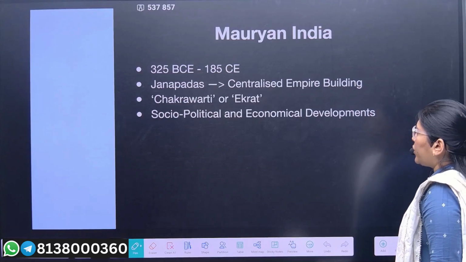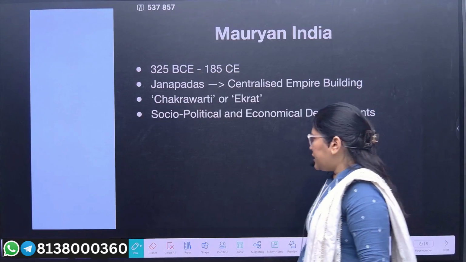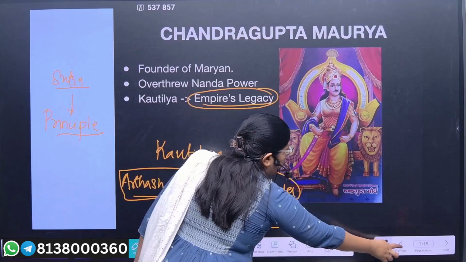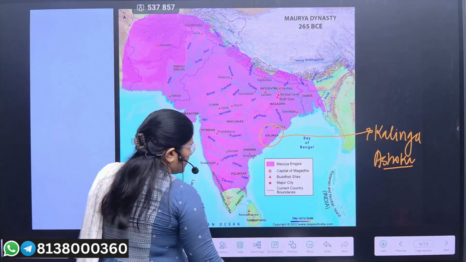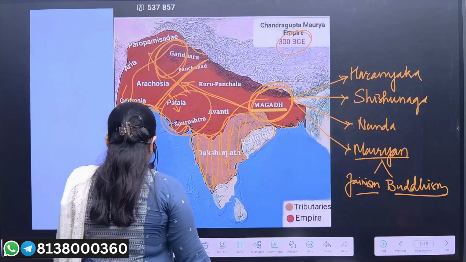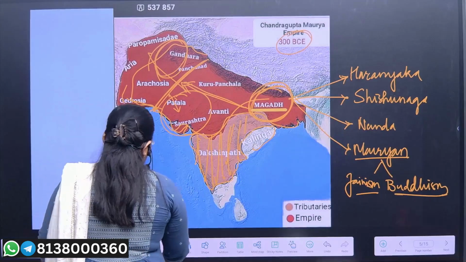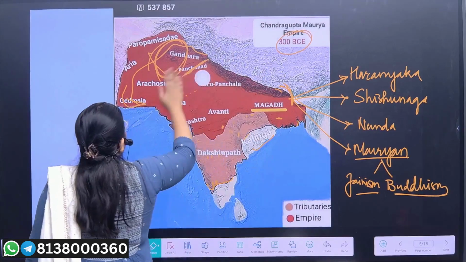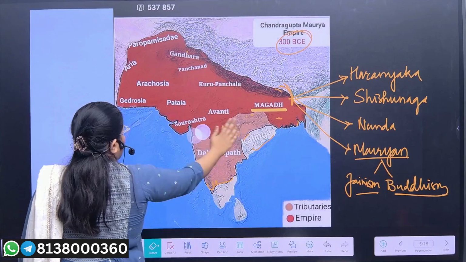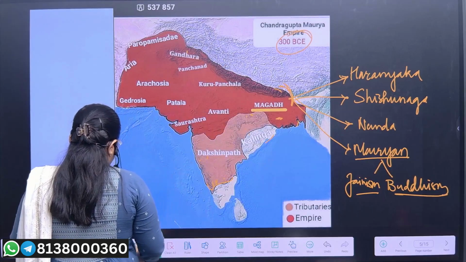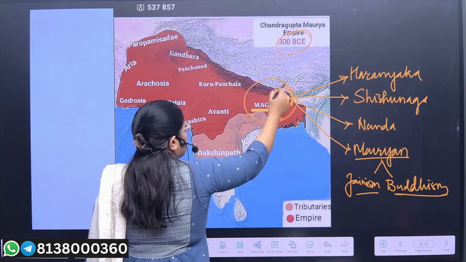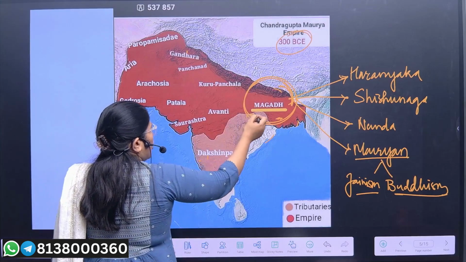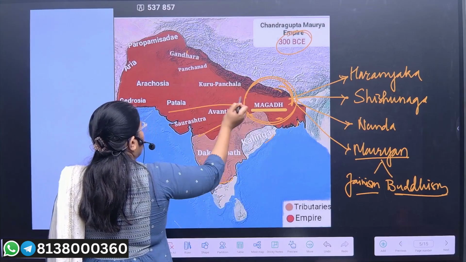Unending process. Okay, so during this period the Mauryan Empire would be having a centralized tendency. If you see the map again, this is the period of Chandragupta Maurya. So just have a look over this map. So this is the Magadh, okay, and this Magadh is overlooking each of the region.